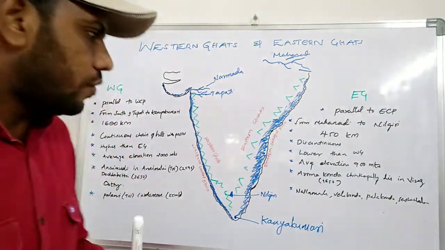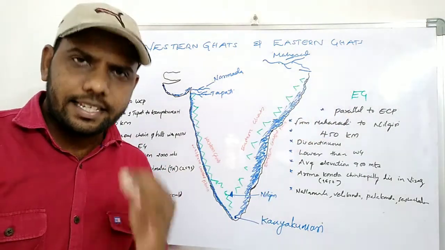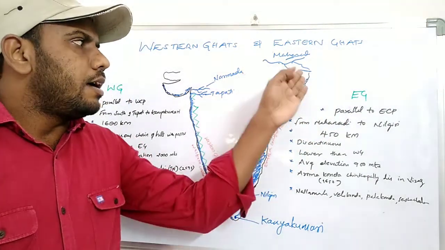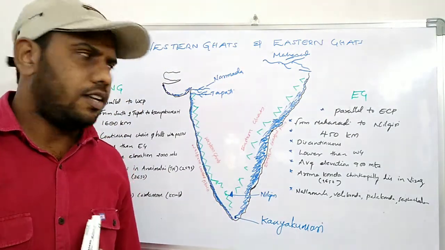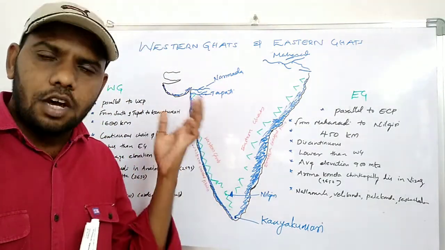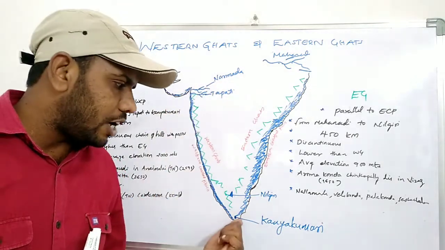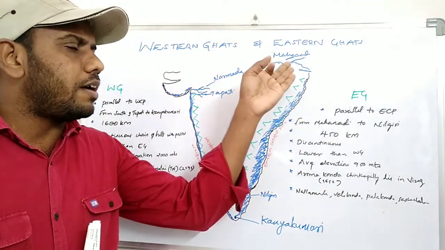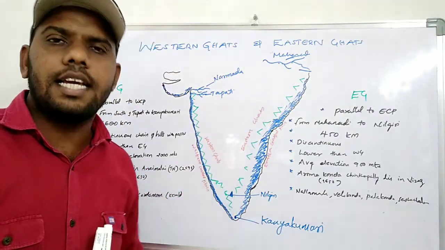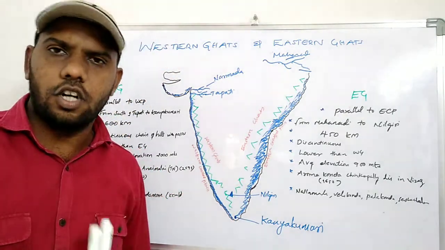Nilgiri Hills. So we got the Eastern Ghats extend from south of river Mahanadi to Nilgiri Hills. Western Ghats extend from south of river Tapti to Kanyakumari. Eastern Ghats extend from south of river Mahanadi to Nilgiri Hills. Got it, children?